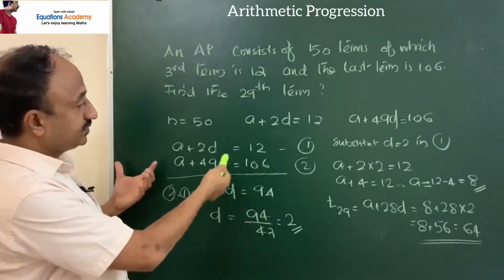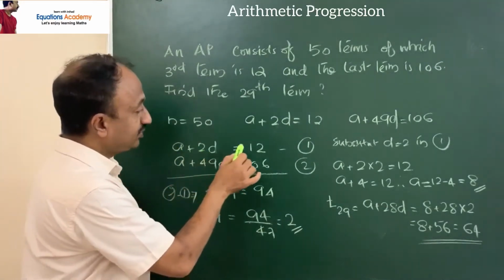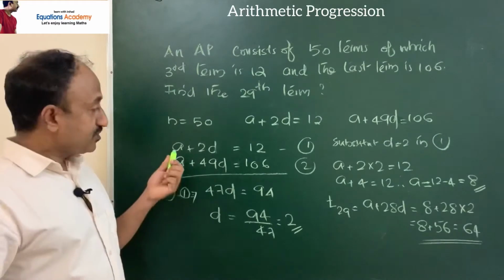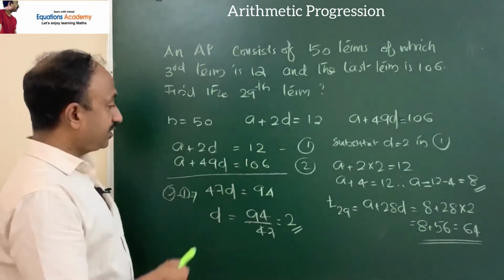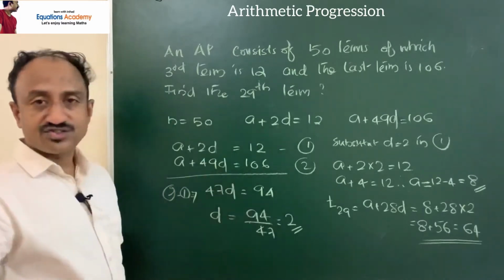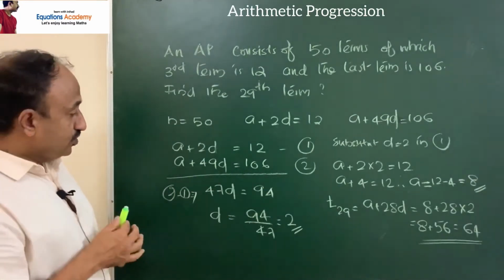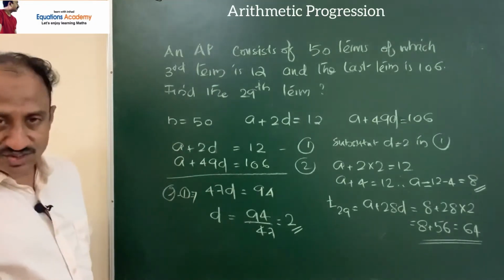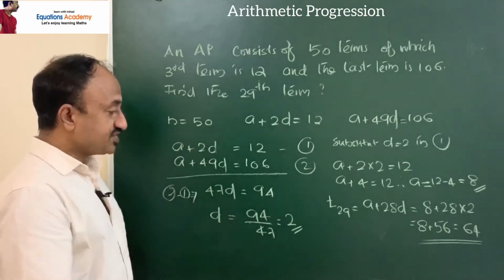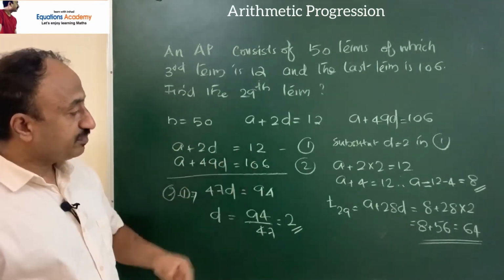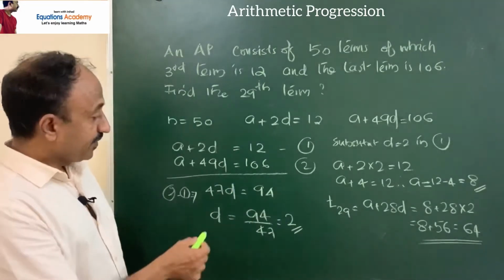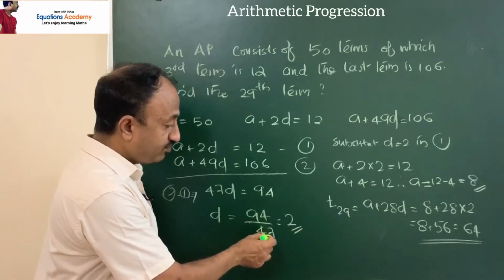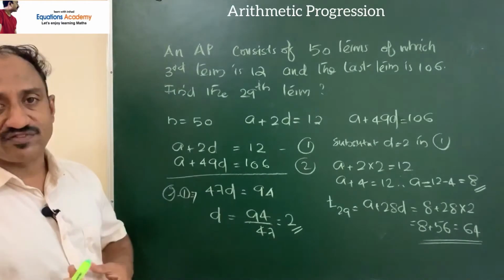So we will make two equations. a plus 2d equal to 12, that is equation 1. a plus 49d equal to 106, that is equation 2. Now subtract equation 1 from equation 2, that is a minus a, we get 0. 49 minus 2 is 47d is equal to 106 minus 12, which is 94. So we got 47d equal to 94. Therefore, d equal to 94 divided by 47 equal to 2. We got common difference as 2.